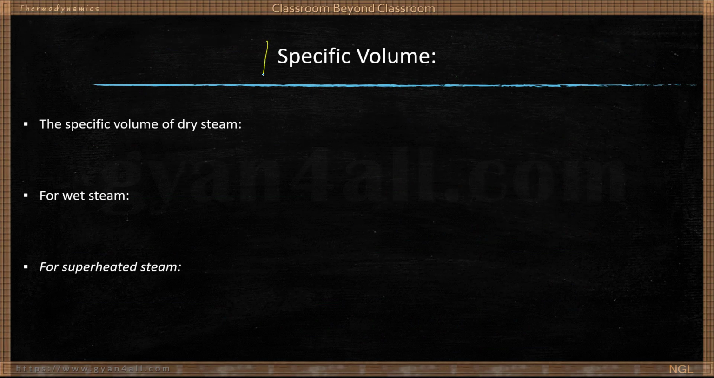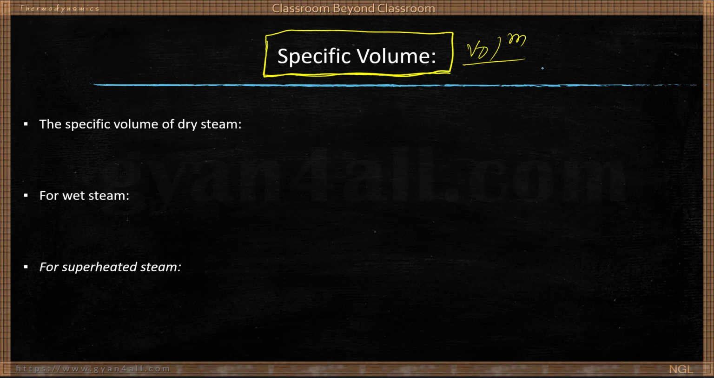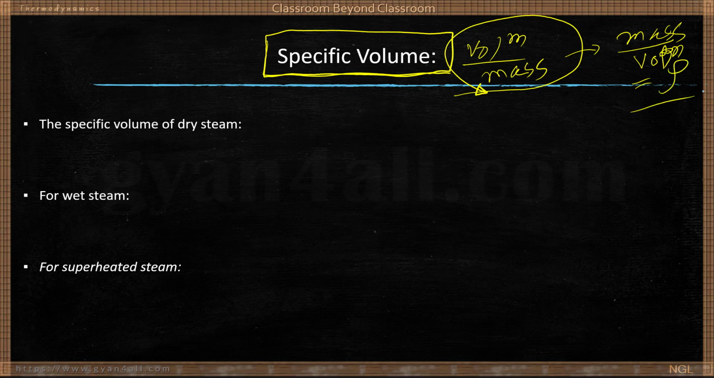Now someone tell me what is the definition of specific volume. Volume per unit mass. Very good. So volume per unit mass is called specific volume. Now if we reciprocate it, mass per unit volume, then it is equal to what? This is actually density. So specific volume is the reciprocal of density, mass per unit volume.